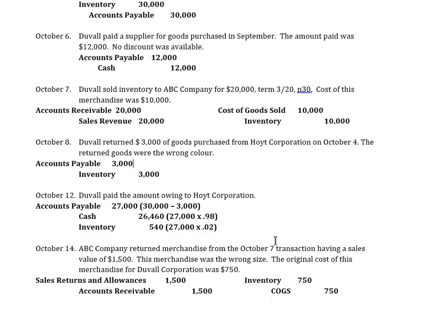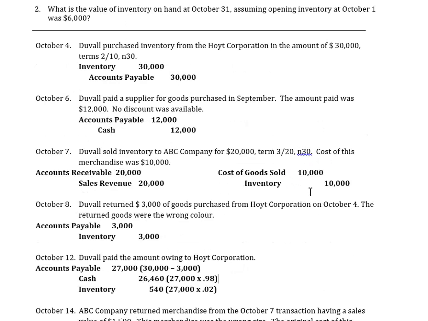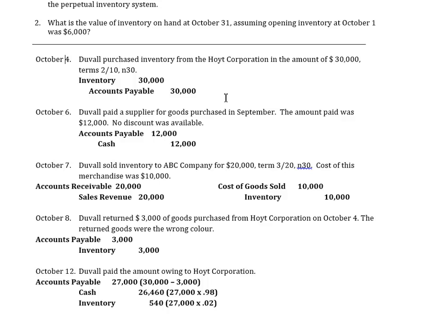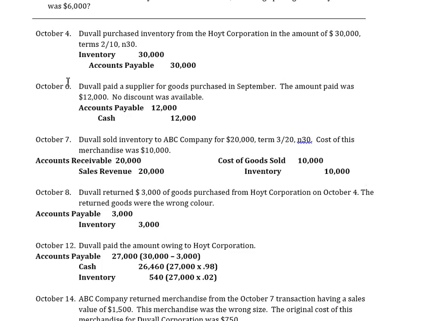So now what happens? On October the 12th, Duval is going to pay Hoyt what they owe them. But notice the original purchase Duval made from Hoyt happened on the 4th. Are they going to pay them with a discount or not? Well, because they had 10 days to pay, and they're now paying on October the 12th, that's only 8 days after the sale happened. They had to pay within 10 days, so 8 days is within that period.